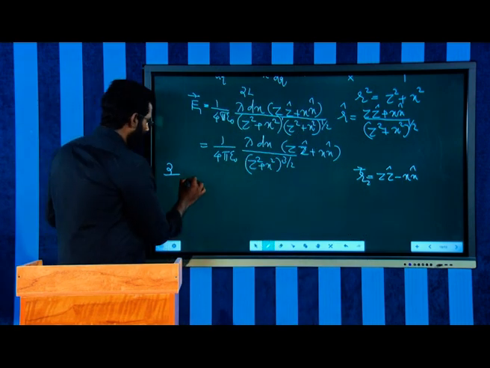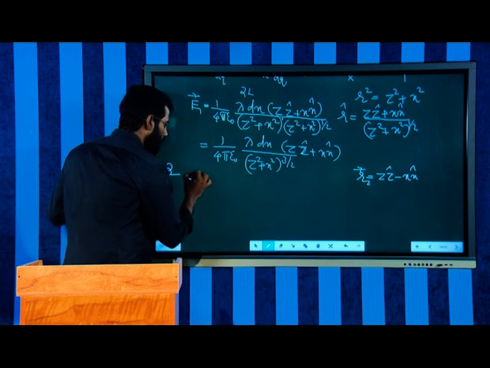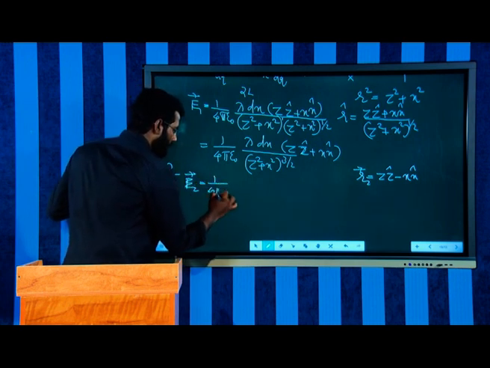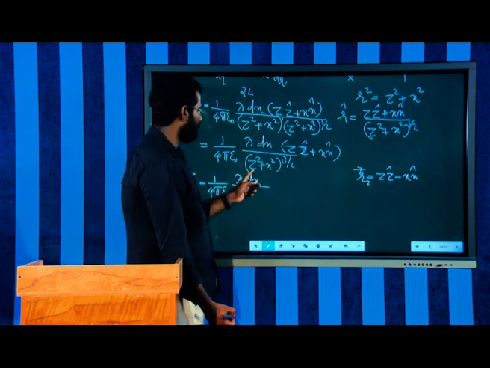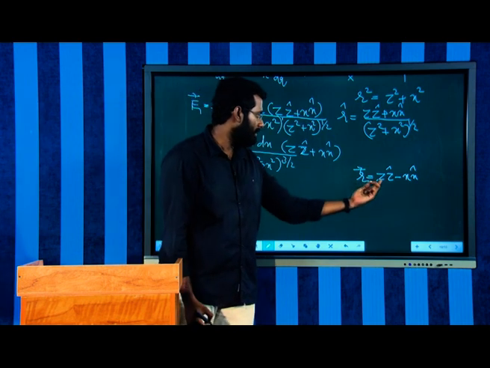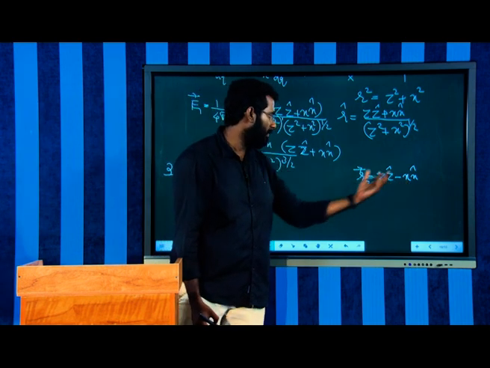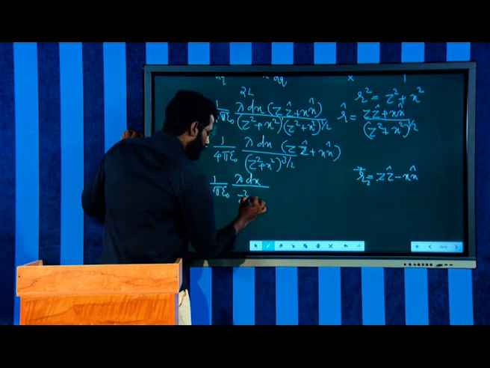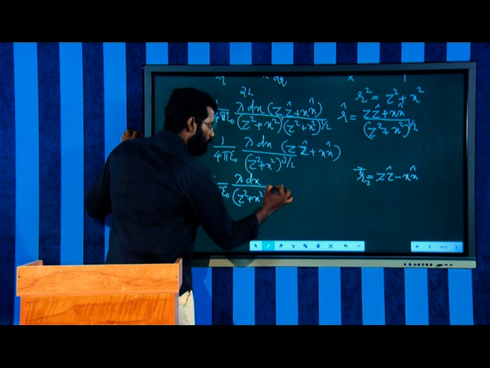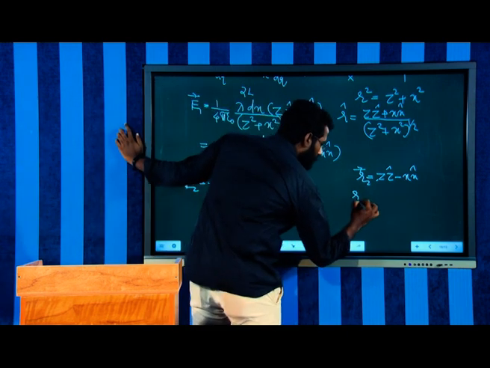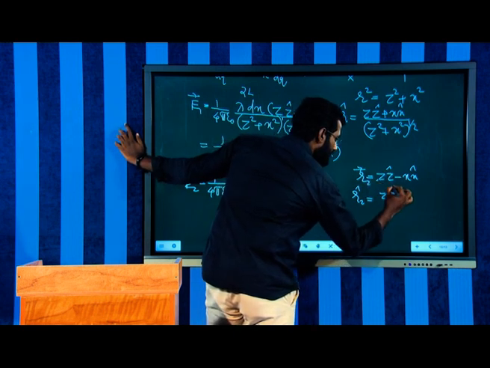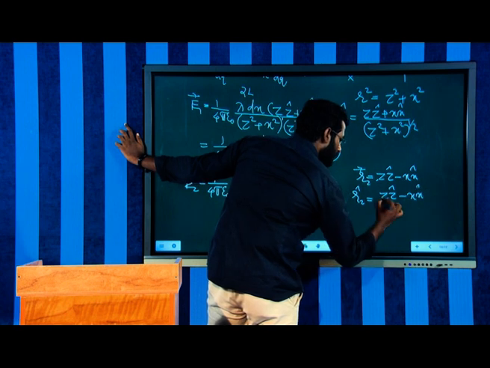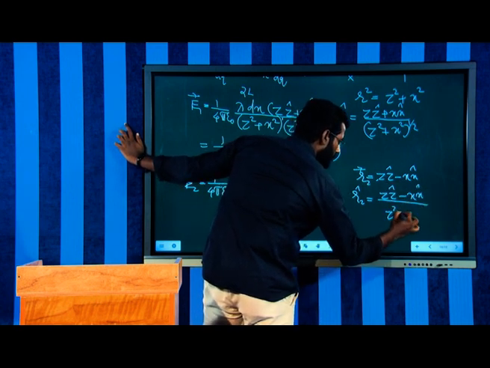Now, let us write the equation, that is E2 is equal to 1 by 4 pi epsilon 0, again lambda dx, there is no difference in that, and the magnitude of this equation, this is z and x, that is z square plus x square, into R2 cap. What is R2 cap? Let us find it out. R2 cap is equal to vector R2, that is z cap minus x cap, divided by its magnitude, that is z square plus x square the whole raised to 1 by 2.